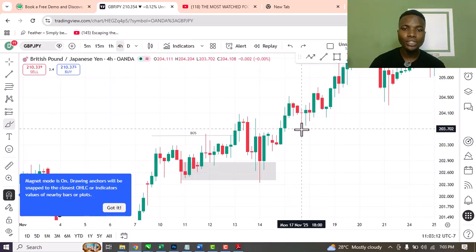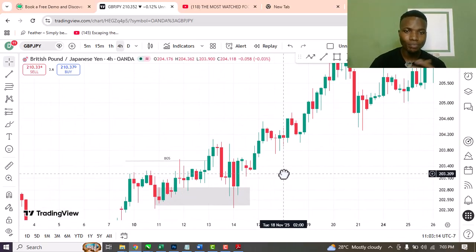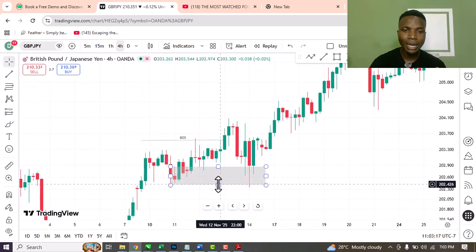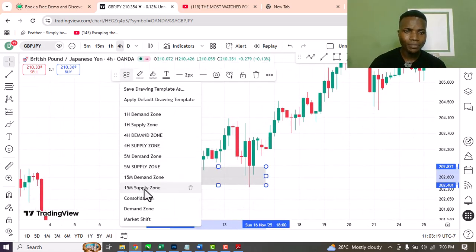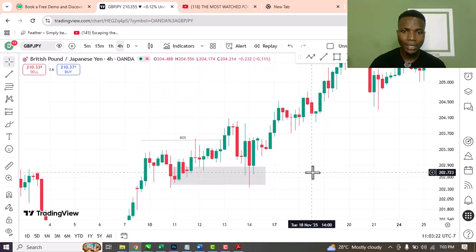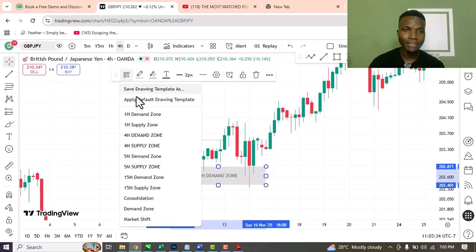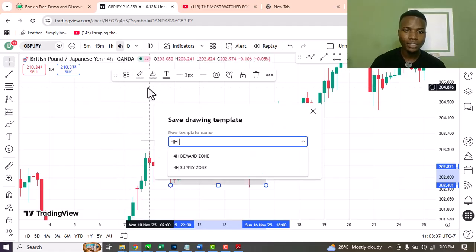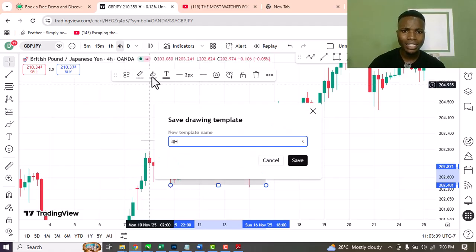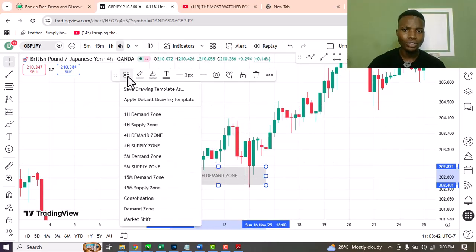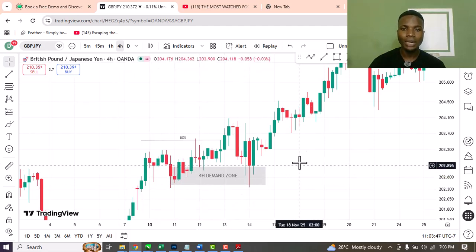Okay, but I'm going to keep explaining how to mark out your break of structure. So we know that this is our 4 hour. I don't know if I have the 4 hour here. I don't, but I think I should just add it right now. 4 hour demand zone. Then I think I should save it so that I can have it right here. So this is our 4 hour demand zone.